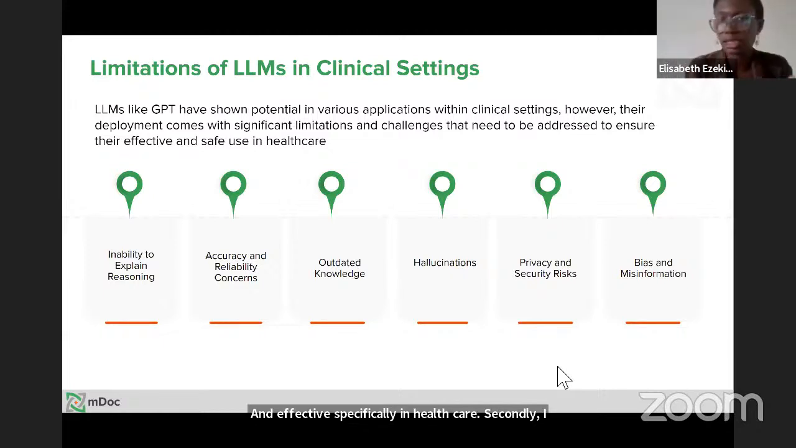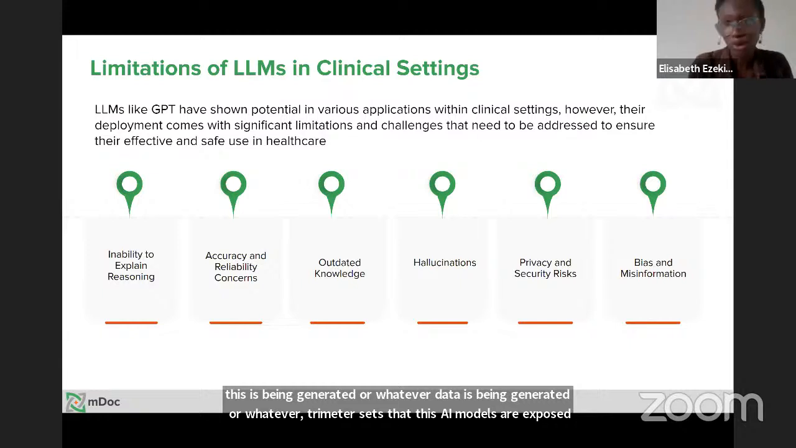This is another limitation that we need to put oversight over. We ensure that whatever data is being generated or whatever training data sets these AI models are exposed to, they are accurate and they are reliable, so they do not cause avoidable harm, for patient use or even clinician use.